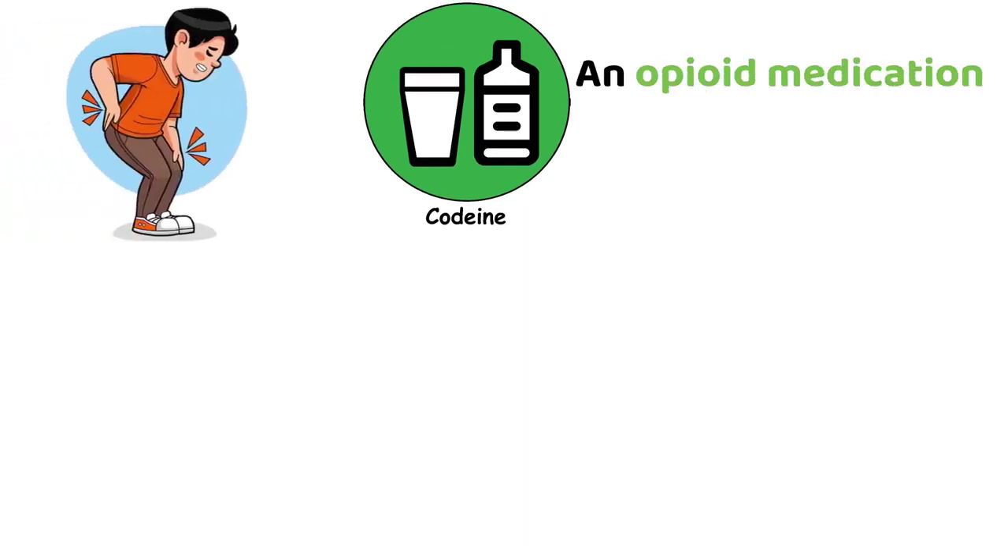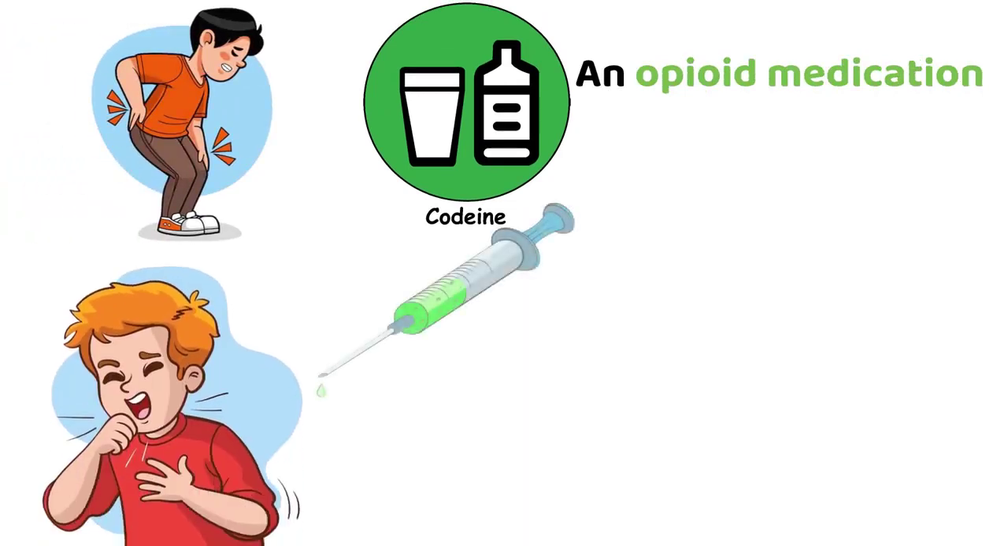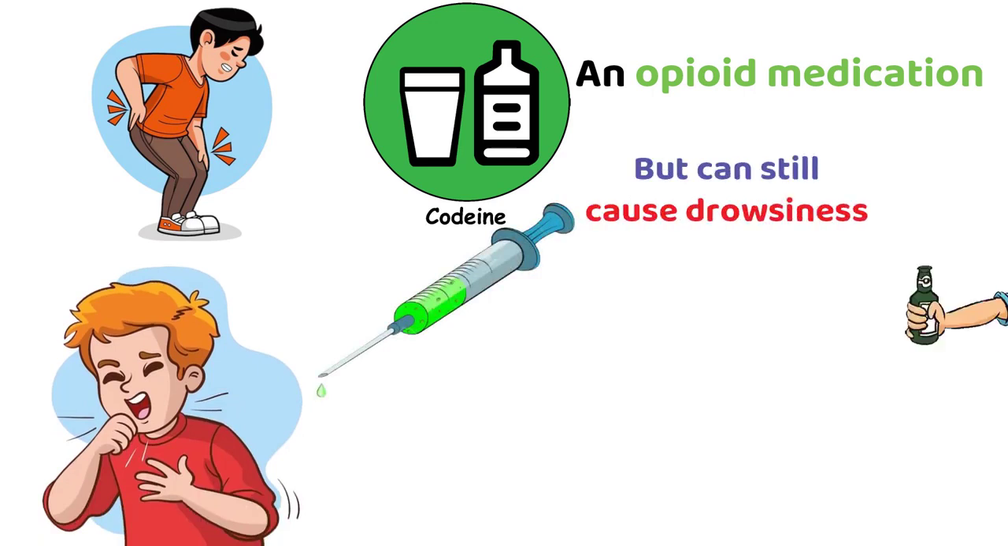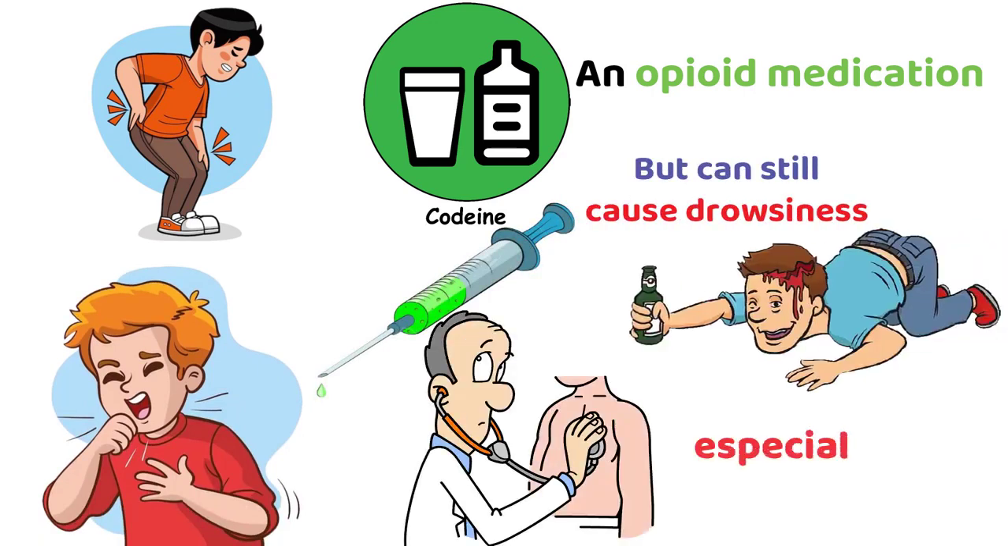Codeine. Codeine is an opioid medication used to treat pain and coughing. It is less potent than morphine, but can still cause drowsiness, euphoria, and respiratory depression, especially when misused.